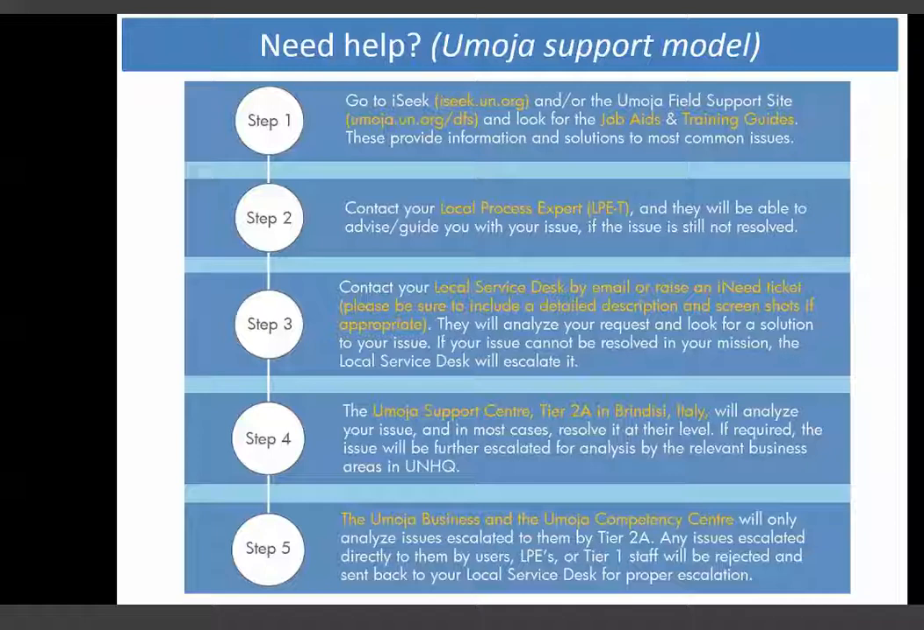This is just a reminder on what is the support model, what are the tools and resources available to help you in your transactions. The first thing you have to do if you encounter any issue is to go into iSeek and find job aids and training guides. Then you have to ask your local process expert, your LPE, for assistance. If the issue is still not resolved, you will move to step number 3, which is to contact your local service desk by email and raise an I Need request. This is basically what you need to do if you find issues.